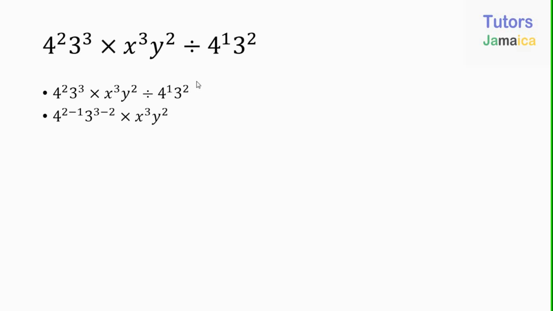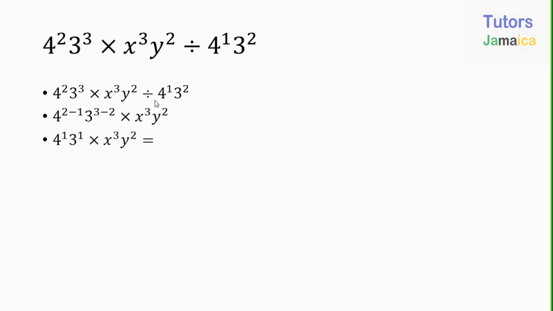We know that when we divide indices, we should subtract the indices. So we have 4 to the first and we have 4 squared, so we are going to subtract the 1 from the 2. We have 3 cubed and we have 3 squared, so we're going to subtract the 2 from the 3. And then we have x cubed y squared. There's nothing that can multiply those, so we are going to keep those as they are.